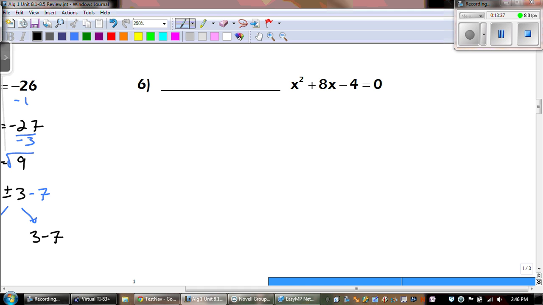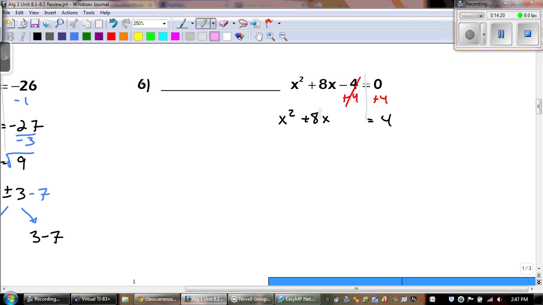All right, number 6. This is completing the square, guys. If you did not do completing the square, you need to move on to the next problem, okay? Because this is going to confuse you. So the first thing we need to do is check to see if we were to try to factor it, we're looking for numbers that multiply to negative 4 and add to positive 8. We can't do that. So this is when we know we need to complete the square. So we have x squared plus 8x equals 4. Okay, so what do we do next?